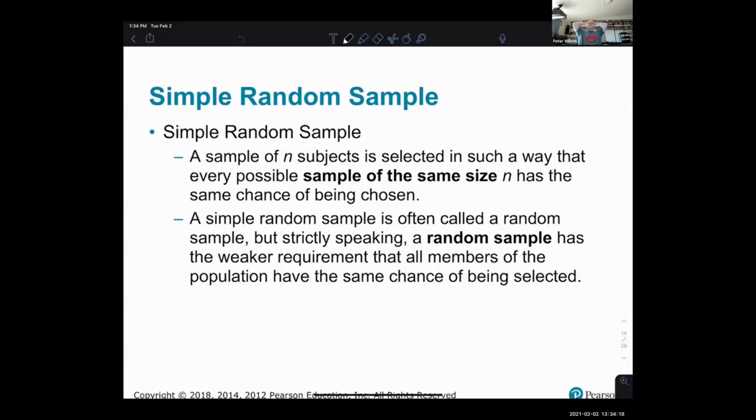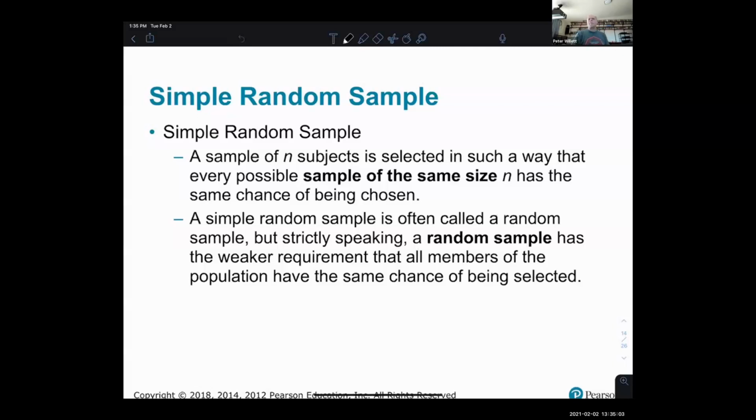Simple random sample. As we said earlier, that was one of the things it said very early on in the slides. It showed us this idea, and so now we're going to define it. A sample of n subjects, like 100 people or something like that, is selected in such a way that every possible sample of the same size, 100 or whatever, has the same chance of being chosen. So if I choose 10 students from the DVC student population, if every different group of 10 students is equally likely to have been chosen, then that's a simple random sample.